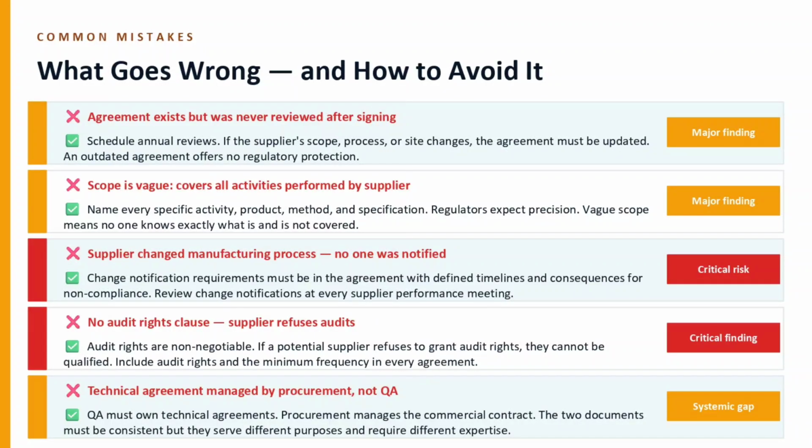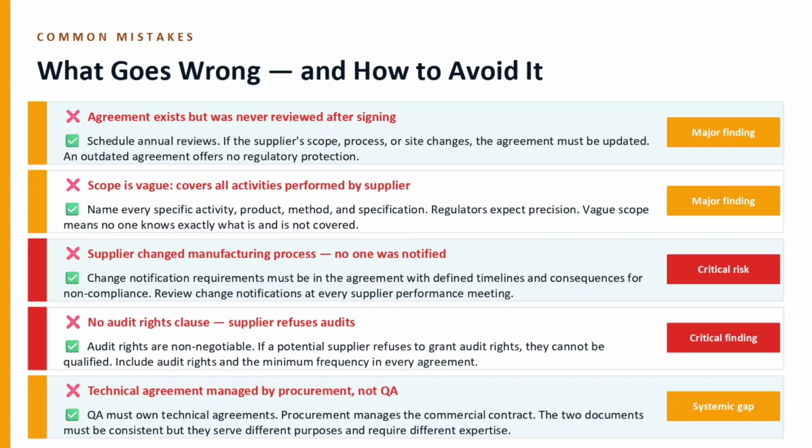The second mistake is a vague scope. Agreements that say the supplier covers all activities are meaningless from a regulatory perspective. Name every specific activity, product, method, and specification. Precision is what regulators expect.